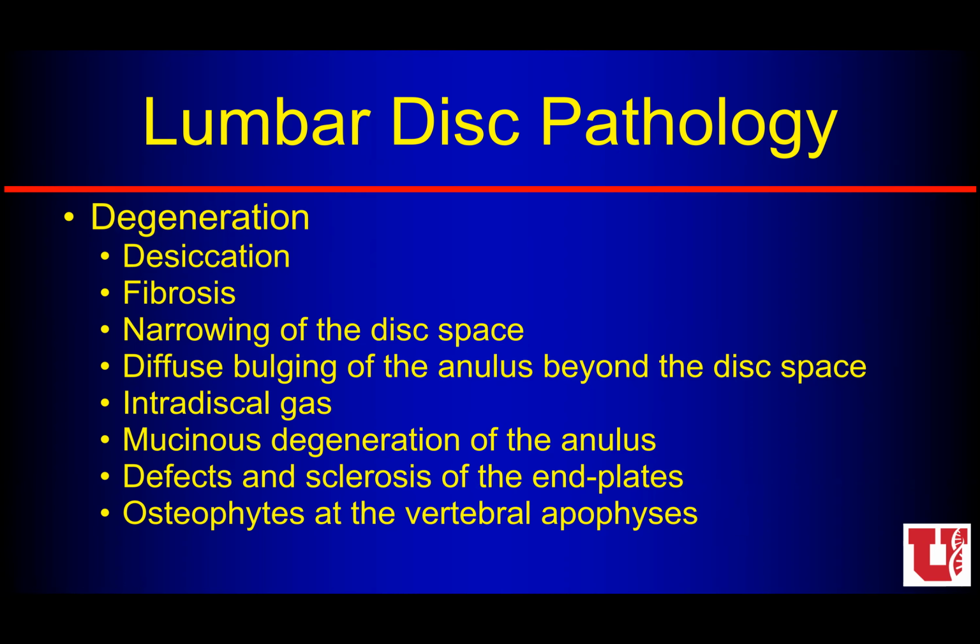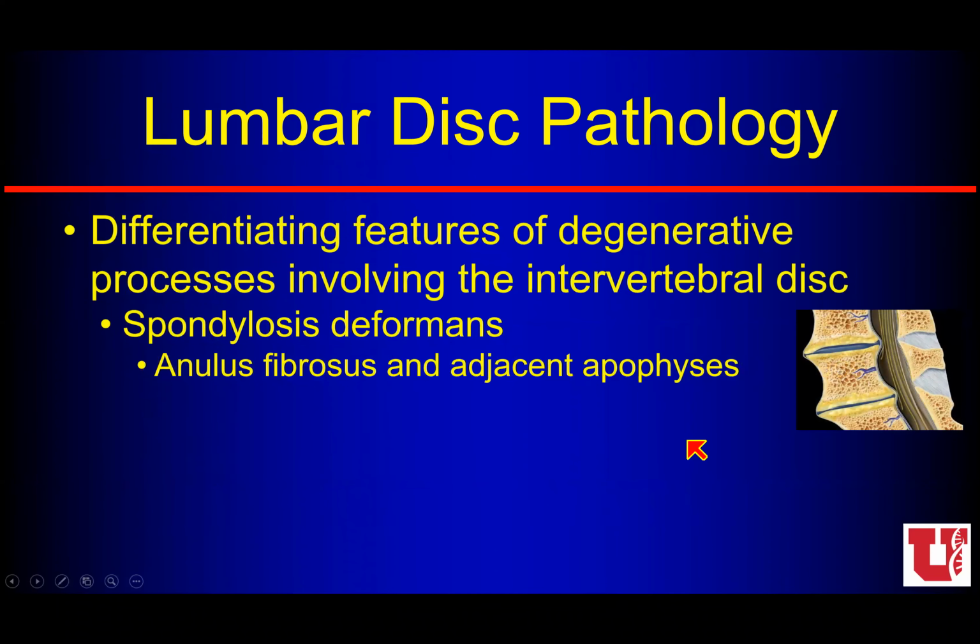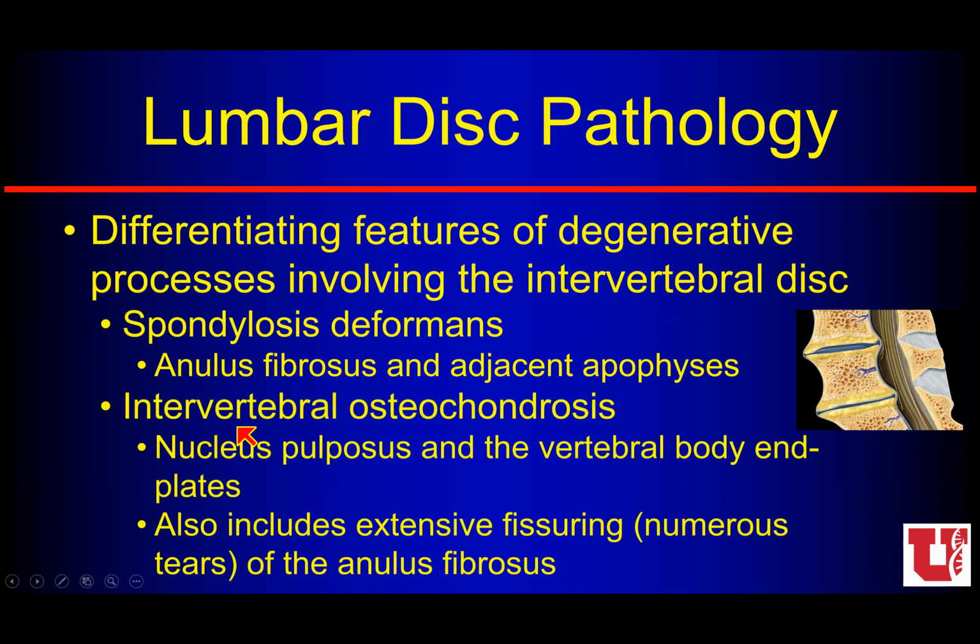that we talk about. Now, we sometimes discuss a big difference between what we think about as normal aging versus pathology. We want to differentiate the degenerative processes that we see around the disc level. So we sometimes use these words, they're more popular in the MSK world: spondylosis deformans. So that's something involving the annulus fibrosus and the adjacent apophyses. That's different than intervertebral osteochondrosis, so pathology, osteochondrosis. That's involving the nucleus pulposus and the end plates of the vertebral body itself.